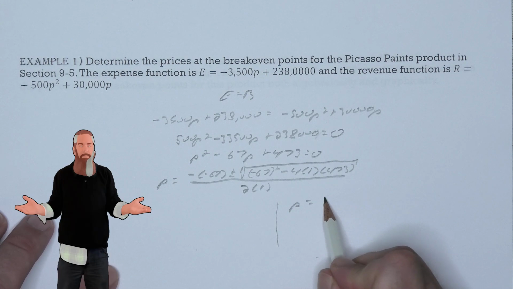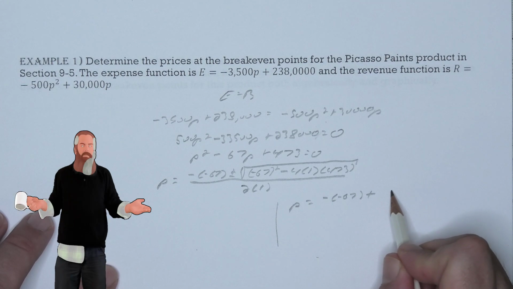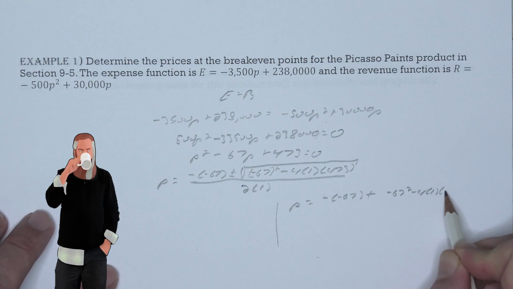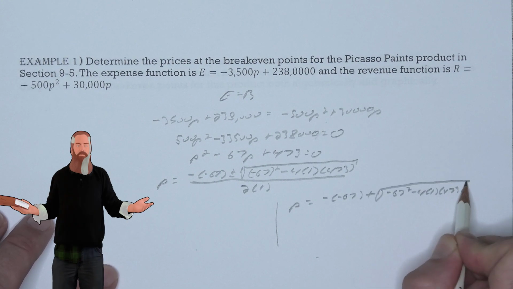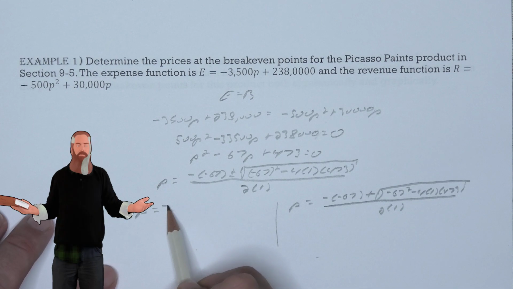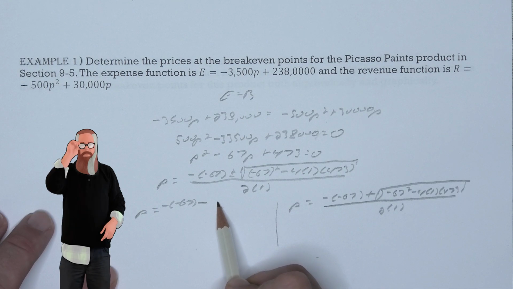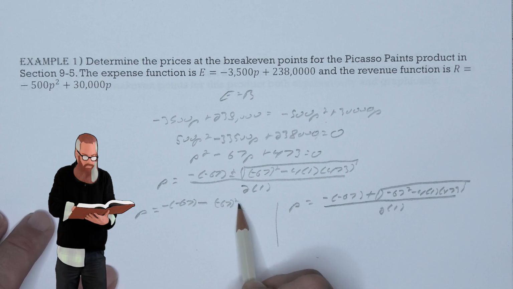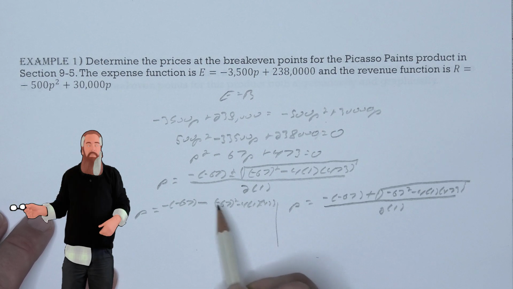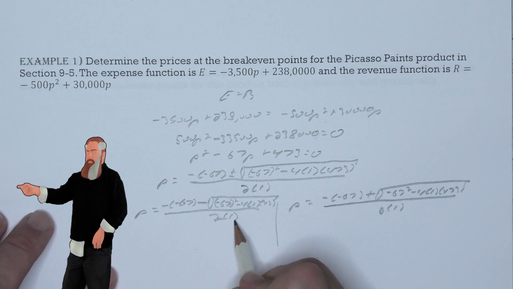One where p is equal to negative times negative 67 plus the square root of negative 67 squared minus 4 times 1 times 473, divided by 2 times 1, and p is equal to negative times negative 67 minus the square root of negative 67 squared minus 4 times 1 times 473, all square rooted, over 2 times 1.